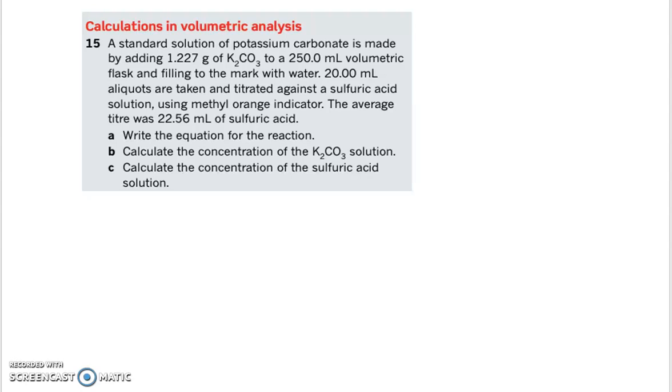Okay, so question 15. A standard solution of potassium carbonate is made by adding 1.227 grams of potassium carbonate to a 250 ml volumetric flask and filling it to the mark with water. Okay, cool. And then 20 ml aliquots were taken and titrated against a sulfuric acid solution using methyl orange indicator. The average titer was 22.56 mL.